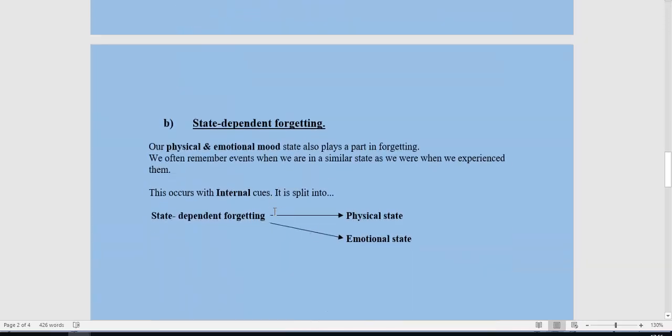We also have state dependent forgetting. Our physical and emotional state also plays a part in our forgetting. We often remember events when we're in a similar state as we were when we experienced them. So these are about internal cues, and it is split into physical state and emotional state.